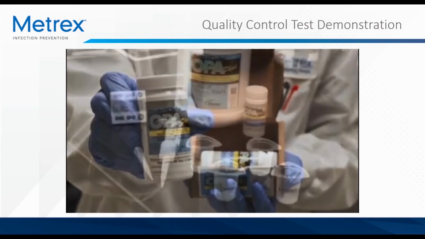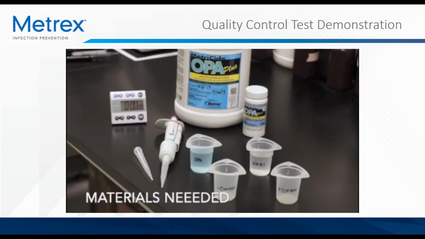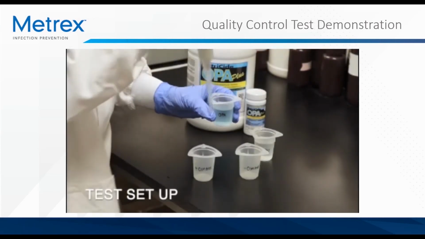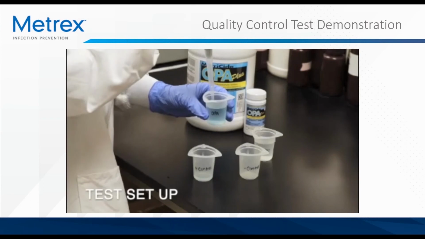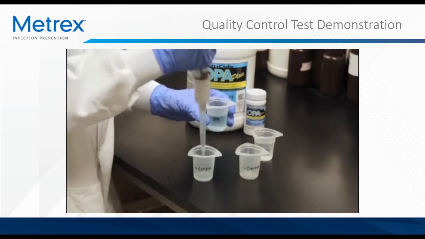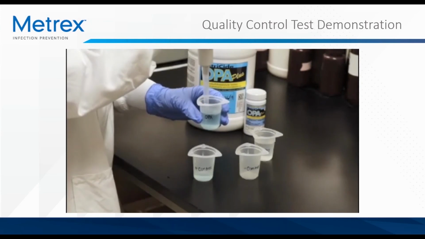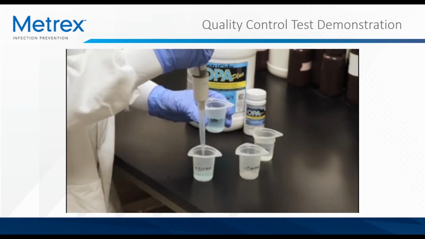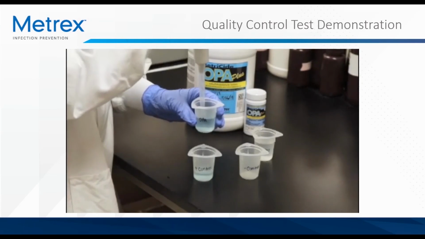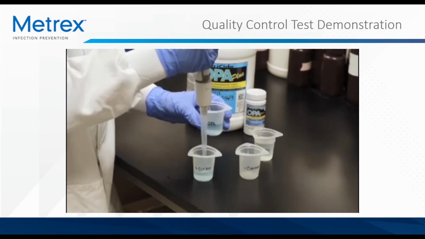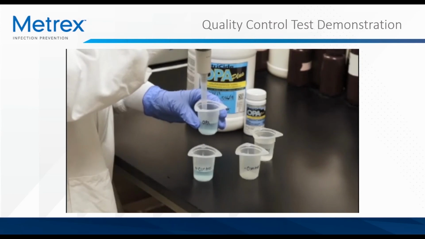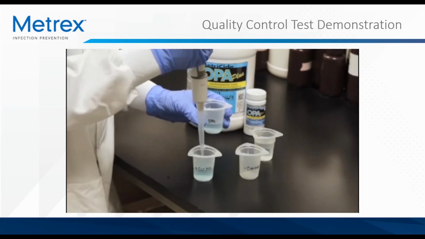Be sure to don proper PPE prior to beginning the test. Materials needed include unexpired Metrocide OPA Plus solution, the new bottle of Metrocide OPA Plus test strips, beakers, potable water, a pipette, and a timer. Begin by preparing the control solutions. Use a pipette or graduated syringe for accurate dilution of the negative control in particular. The positive control will require 25 milliliters of undiluted Metrocide OPA Plus solution. The negative control will require 10 milliliters of undiluted Metrocide OPA Plus solution and 15 milliliters of water.